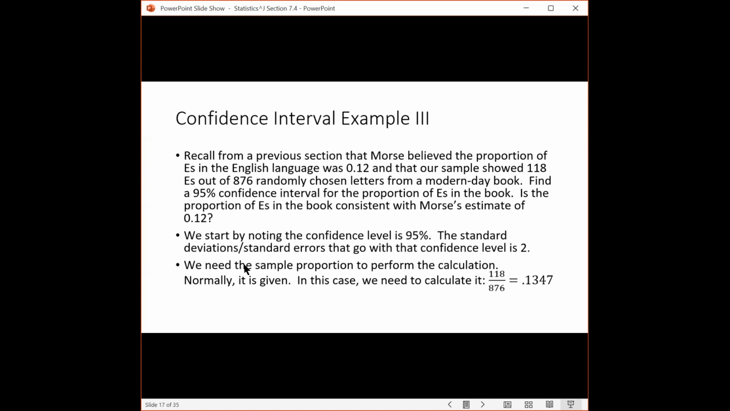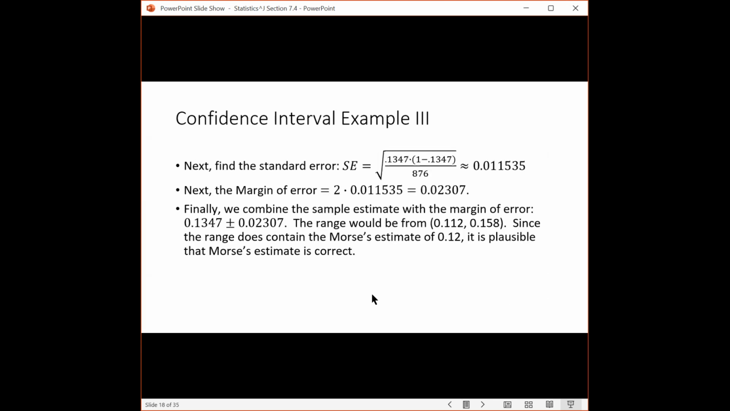One of the things with this problem is that they didn't give us the sample proportion. What they did is they gave us kind of raw numbers, the 118 and the 876. So you need to divide those to create the sample proportion first. All right, so we need to do that first. And then once we've done that, as I was starting to say, we need to find the standard error. You find that just by plugging everything into the formula.